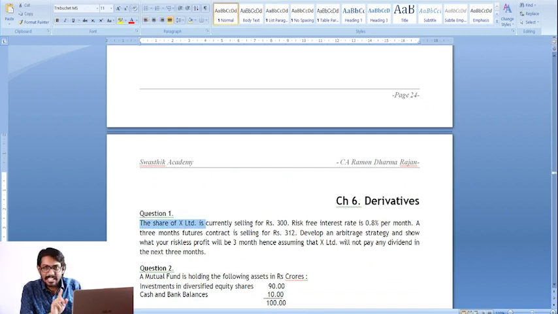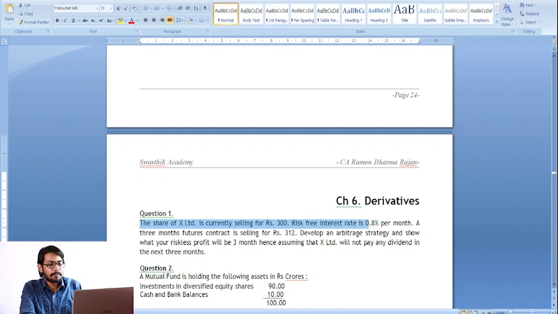The share of X Limited is selling for 300. Selling means it's trading for 300, the market price is 300. Some students get confused by the words selling for, and some have literally asked that out. I don't make fun of doubts. Every doubt is a legitimate doubt. Selling for 300 doesn't mean it's only being sold, it's being traded for 300, the market price is 300.